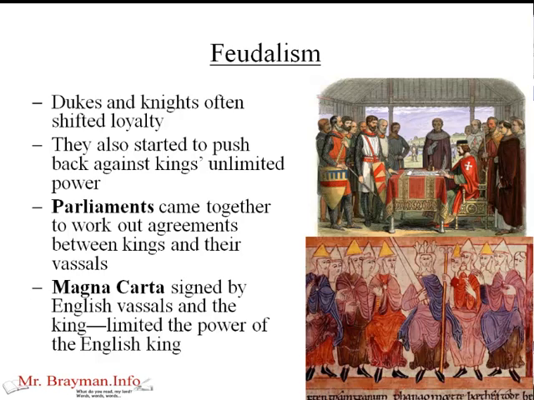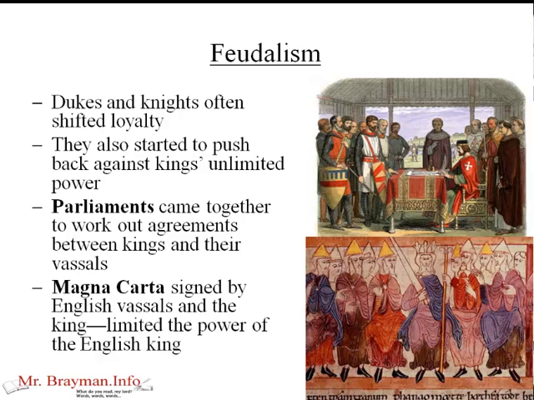And over time, these dukes and upper nobility, these lords, started to push back against kings' unlimited power. They realized how much power they had and started to push back. And so in places like England and other places in Western Europe, parliaments were formed. And parliaments came together to work out agreements between kings and their vassals. It's kind of an early form of democracy, although the serfs and peasants and low-down people didn't vote. But it started to push towards the point where the vassals had a voting stake in the kingdom.